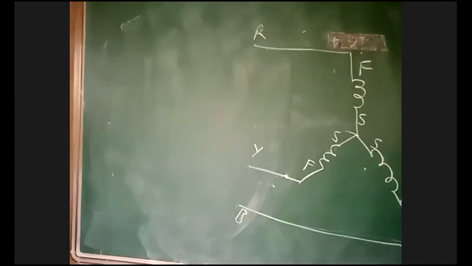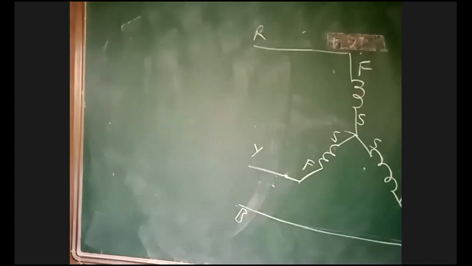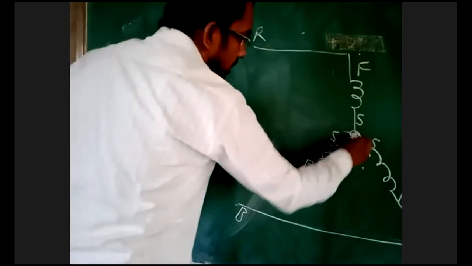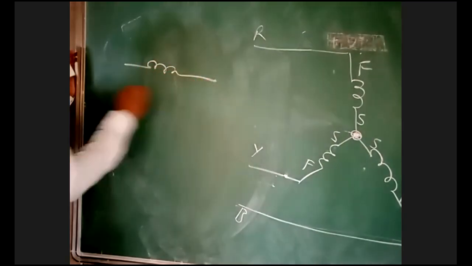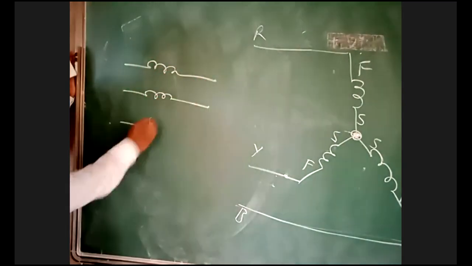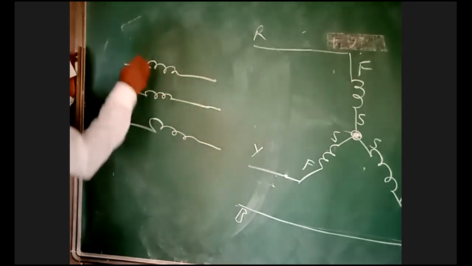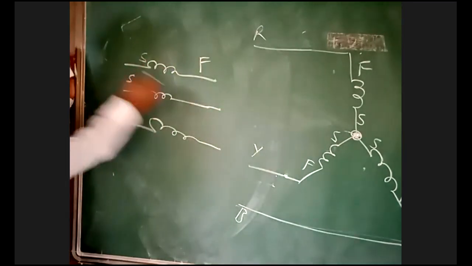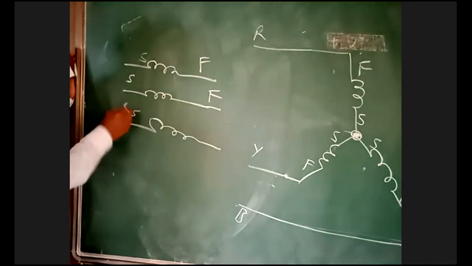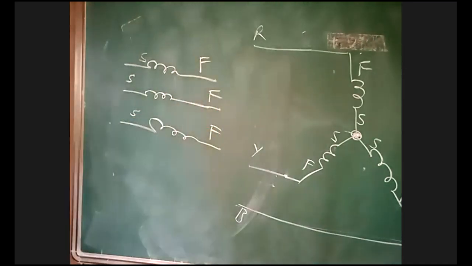Now we'll go to the delta. In star connection, all the starting points are connected to one common point. In delta, you see, this is the starting point, finishing point. We are taking three windings: starting, finishing, starting, finishing, starting, finishing.